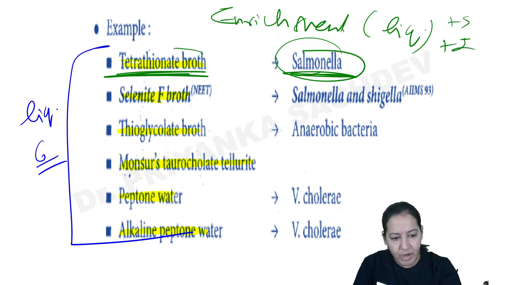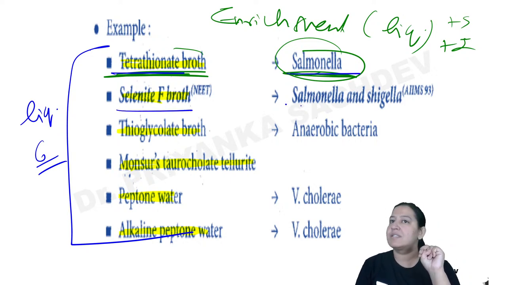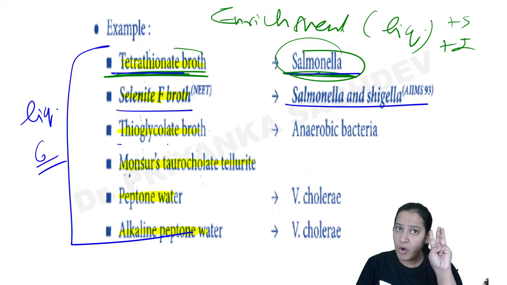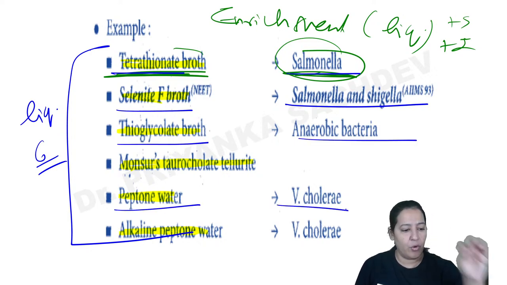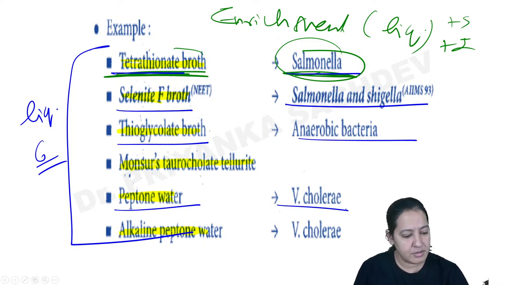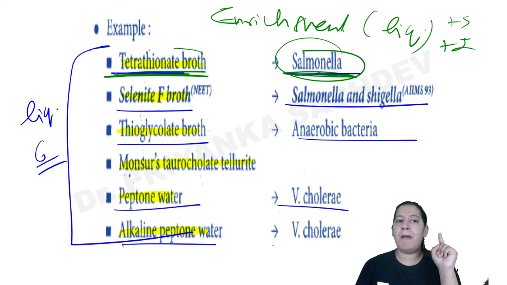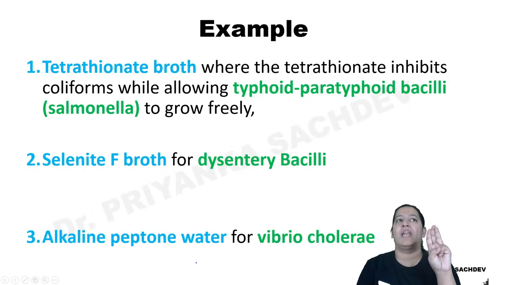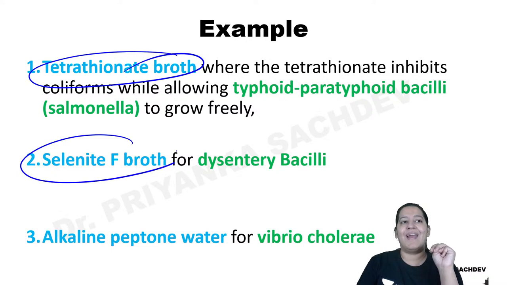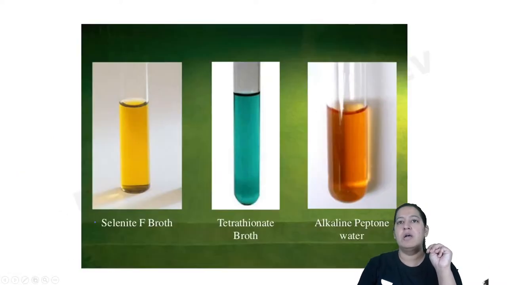So tetrathionate broth is for Salmonella. Selenite F broth is for Salmonella and Shigella. Thioglycolate broth is for anaerobic bacteria. Peptone water is for Vibrio. And alkaline peptone water is also for Vibrio. So mainly these three are important, but if you learn all of them it's fine. So tetrathionate broth, selenite F broth and alkaline peptone water. You can see selenite F broth is for Salmonella.